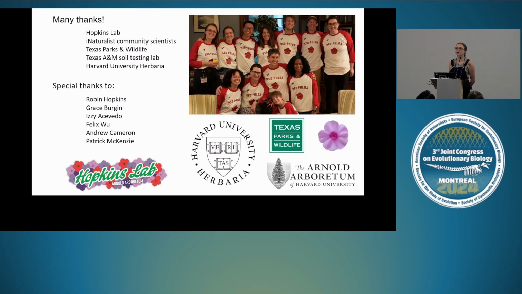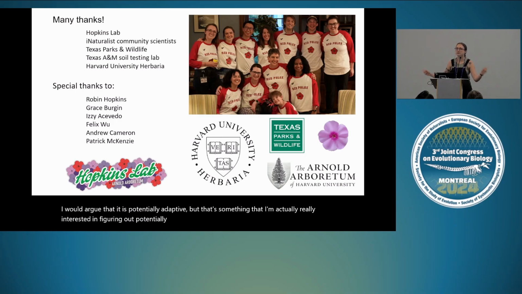I would argue that it is potentially adaptive, but that's something that I'm really interested in figuring out, potentially by doing a reciprocal transplant of drummondii or whichever species from either side of its range, because we know that there's variation in soil moisture along the range. But yeah, I would love to know.